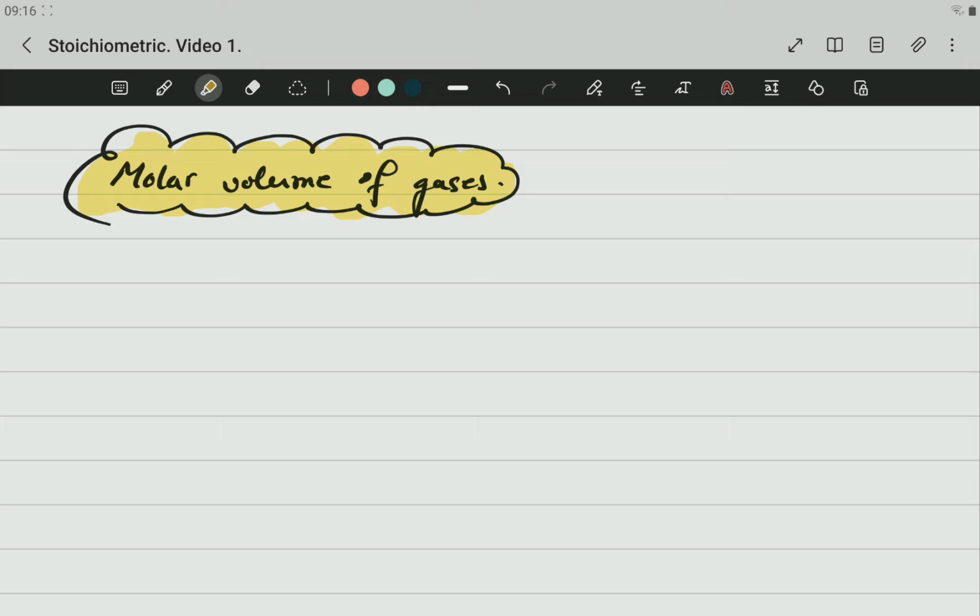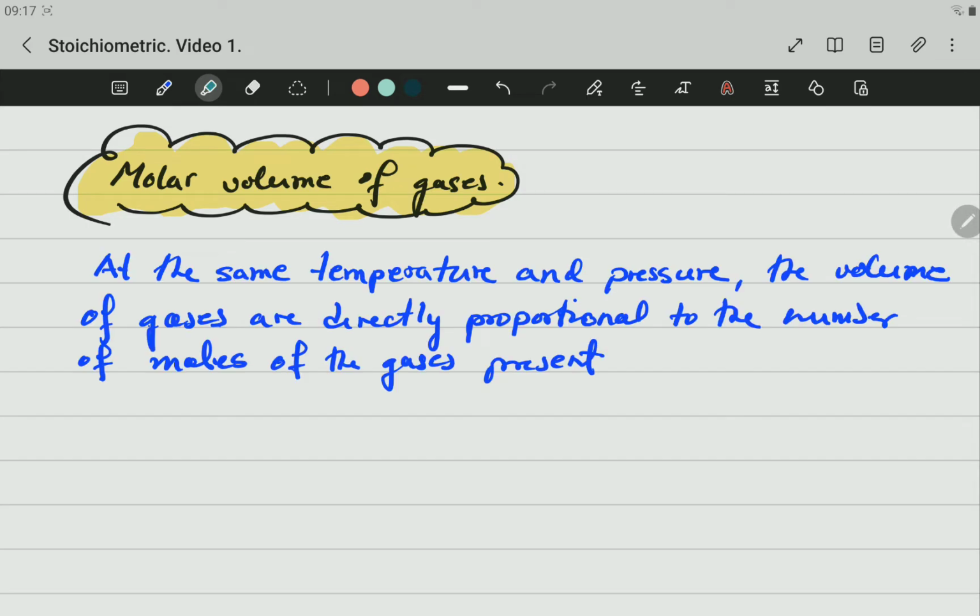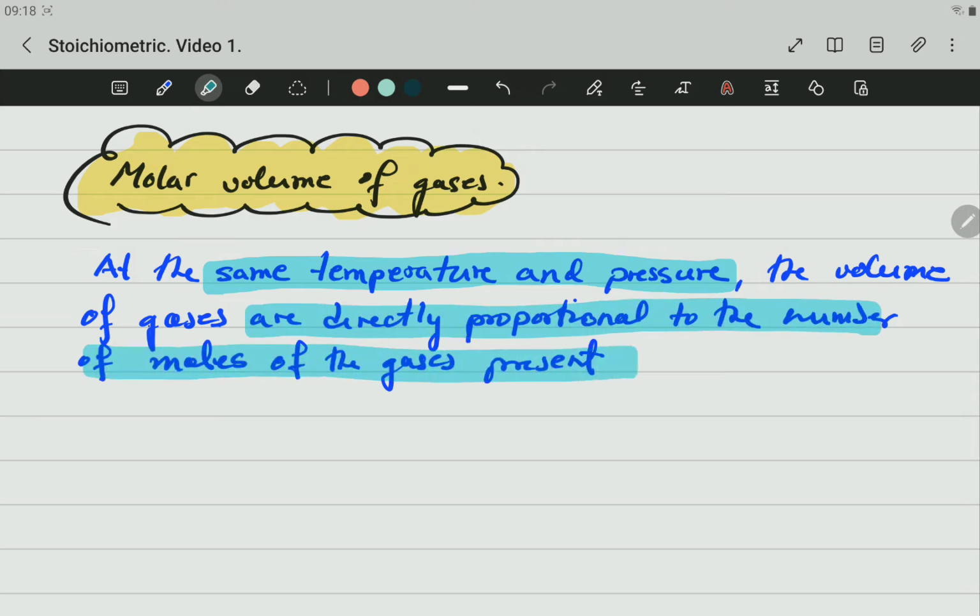Now, what is the first important thing you need to know? That at the same temperature and pressure, the volumes of gases are directly proportional to the number of moles of the gases present. Now, what does it mean?